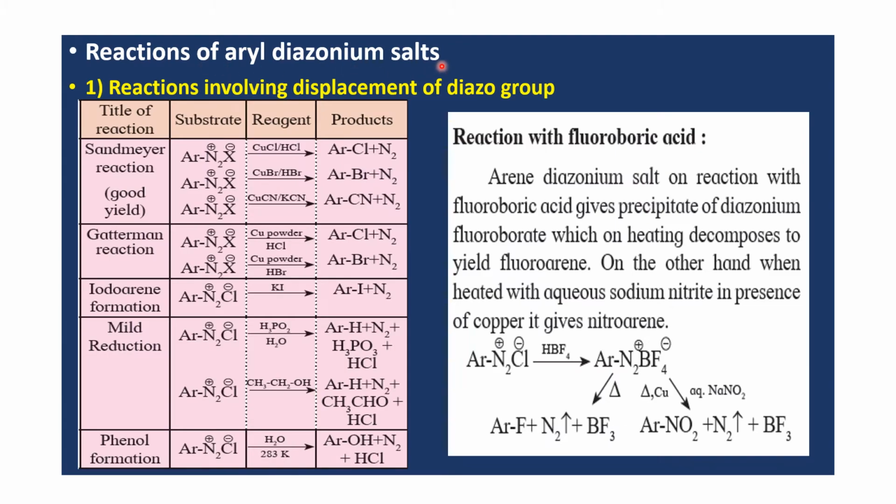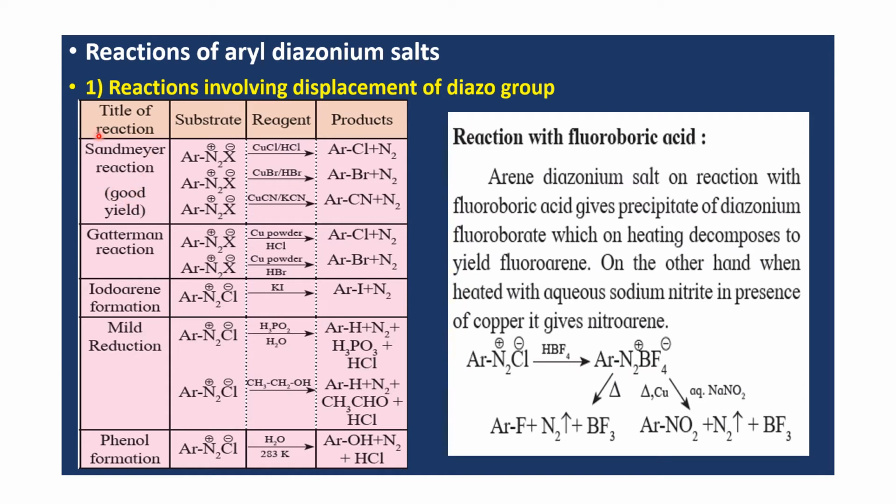Reactions of aryl diazonium salt. Aryl diazonium salt gives two types of reactions, that is reactions involving displacement of diazo group and reactions involving retention of diazo group. First, let us see reactions involving displacement of diazo group. In these reactions, the diazo group is replaced by another univalent atom or group with the liberation of nitrogen gas. First one is Sandmeyer's reaction.